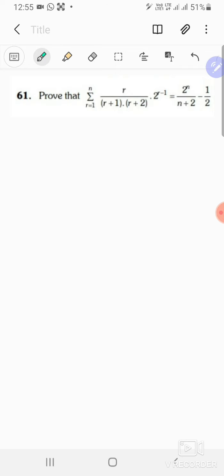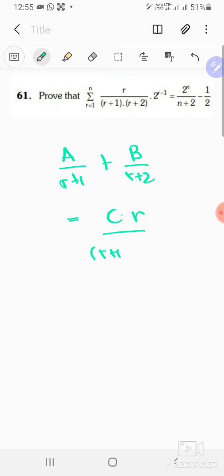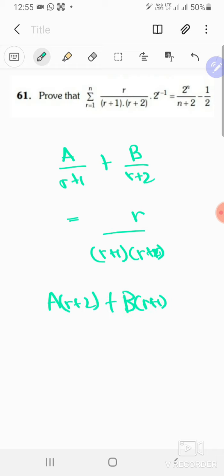So here's what I thought about it. I can write it as a upon (r plus 1) plus b upon (r plus 2), where a and b are just constants, and that will turn out to be something like c into r upon (r plus 1) into (r plus 2). And instead of writing c, I'll just say it's just 1. Okay, fine. So now our job is to find what these a and b are supposed to be. So we know that a times (r plus 2) plus b times (r plus 1) is supposed to be equal to r. Okay, cool.